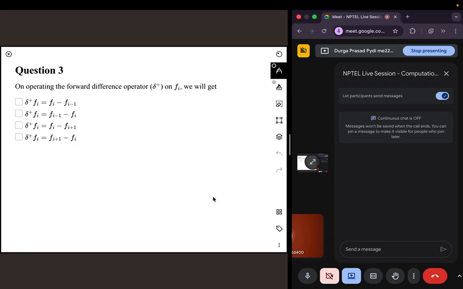And then we have the forward difference operator. This is more of a memory question at this point. So when we have a forward difference operator, which of these is true for them? So for a forward difference on i plus 1, you have f(i+1) minus f(i).